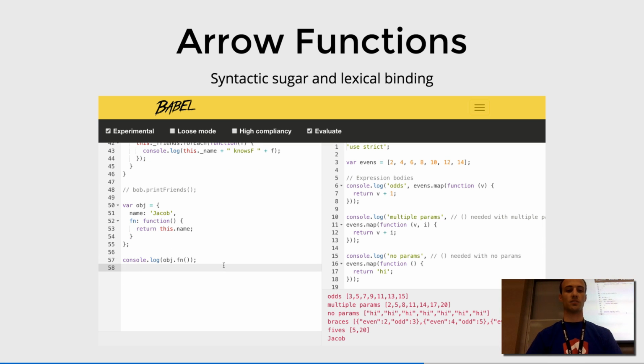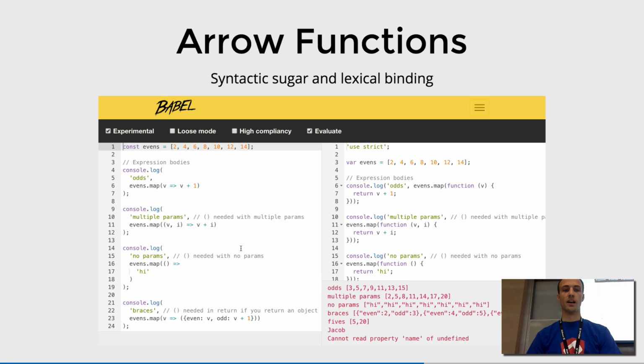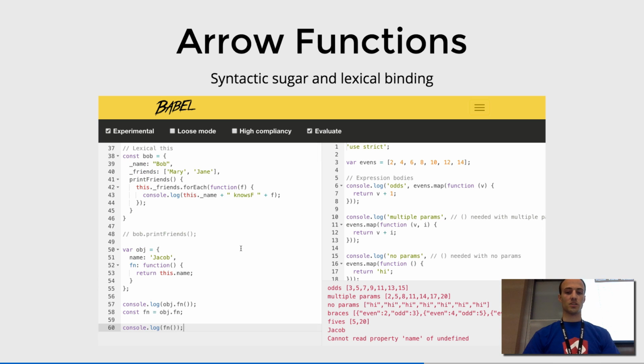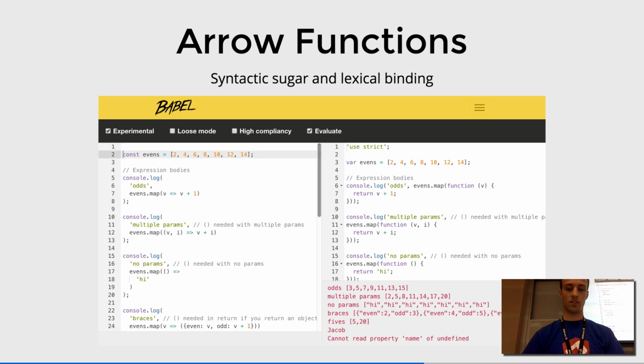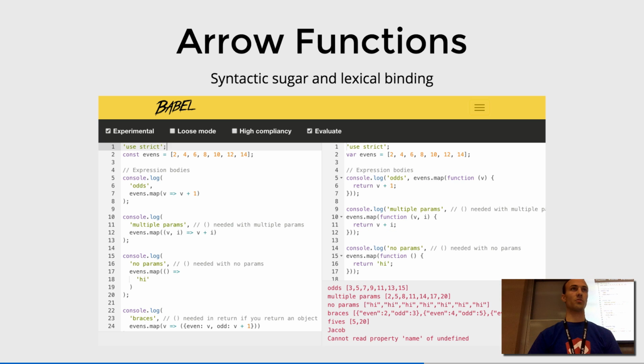Now if I say function is object.function, and then I say console.log function invoked, cannot read name property of undefined. I hate life. So actually, there's one thing that's interesting to note about this whole concept here: you would not normally see this if you just did it in your browser, unless you had the use strict annotation at the top of your file.